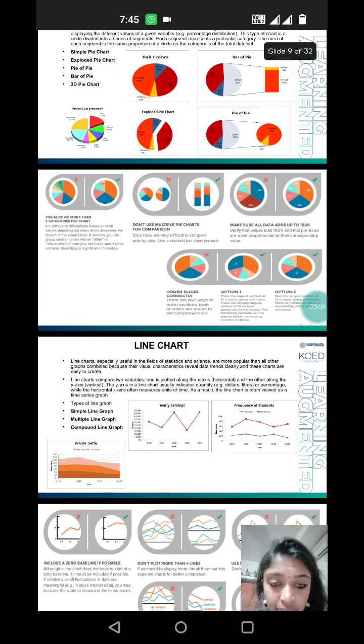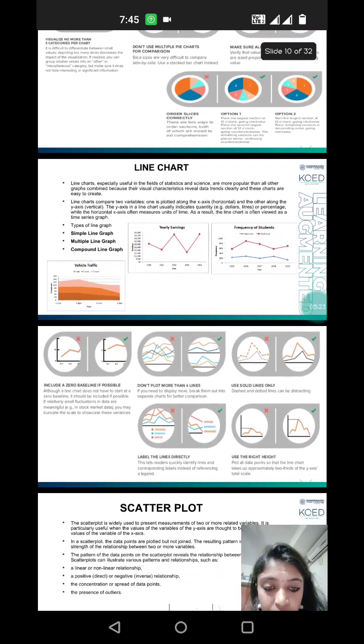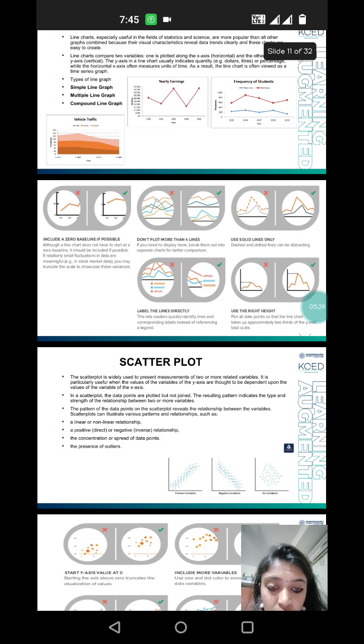Next one is line chart. Three different types of line graphs are shown. The first picture depicts a simple line graph. The second one is a multiple line graph, and the third one is a compound line graph. Here also you can see how a line graph can be drawn and how it should not be drawn.